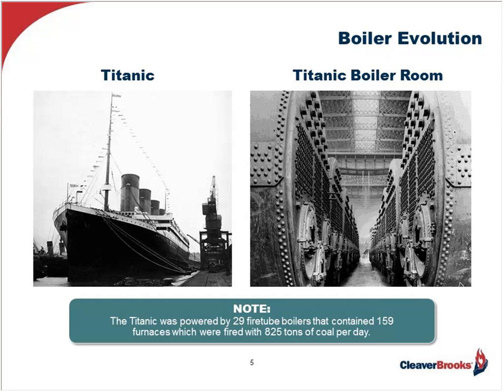Now, 24 of those Firetubes were double-ended, so they had 6 furnaces each, 3 in the front, 3 in the back. And then 5 of the Firetube boilers had 3 furnaces, so they were single-ended. Now, this equated to 159 furnaces, which were fired with 825 tons of coal per day. Those firemen were quite busy.